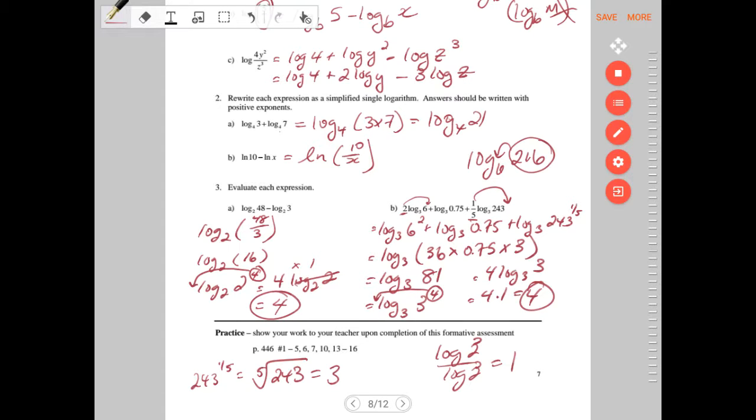Okay, great. There's lots of good practice on page 446. Please make sure you work through that, because the only way you're going to get good at these log laws is to practice them. Good luck and show your teacher when you're done.